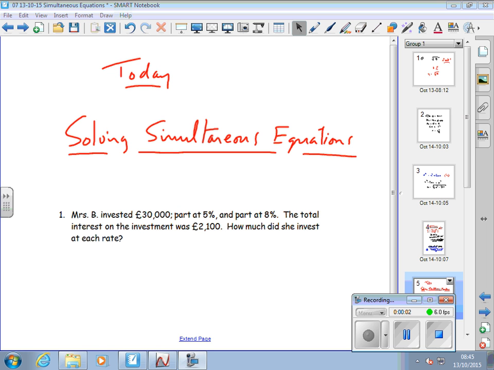Okay, so what I want to look at is solving simultaneous equations. So the first thing I want to do is talk about what I mean by simultaneous equations, and then we'll look at how we solve them. Probably the most difficult thing about this sort of thing is not actually solving it. Initially it is. How do you find out what these values are? And there's three ways that we're going to look at to do it.